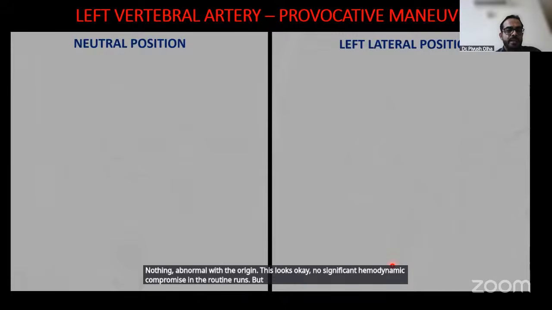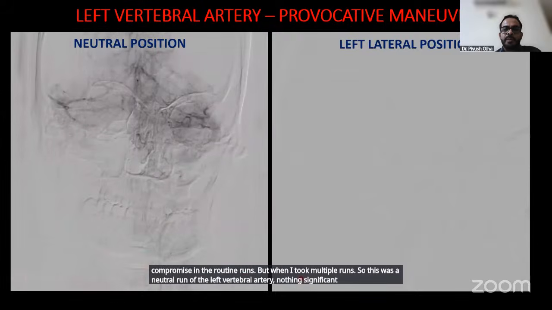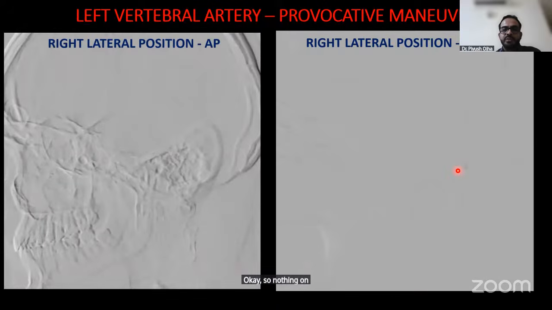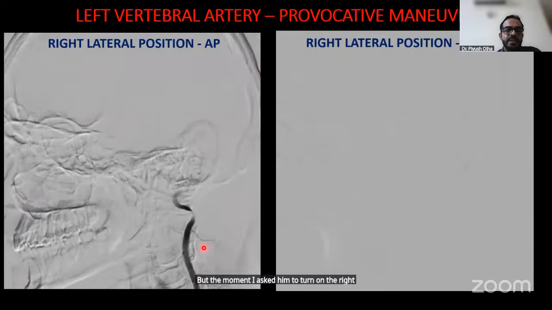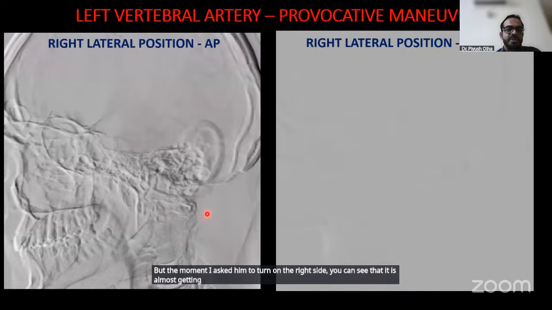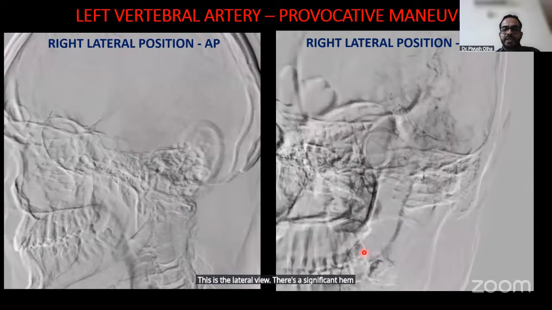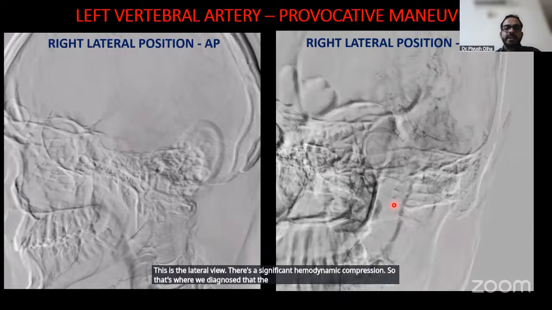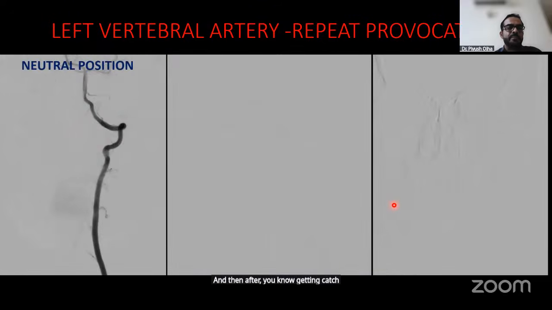But when I took multiple runs, this was the neutral run of the left vertebral artery, nothing significant. The moment I asked him to turn to the left side, nothing in the left lateral position. But the moment I asked him to turn to the right side, you can see that it is almost getting occluded because of the compression from the cervical vertebrae. And this is the lateral view. There's a significant hemodynamic compression. So that's where we diagnosed that the patient was getting recurrent attacks because of the compression of the left vertebral artery. And then after catching my breath, I repeated it again.